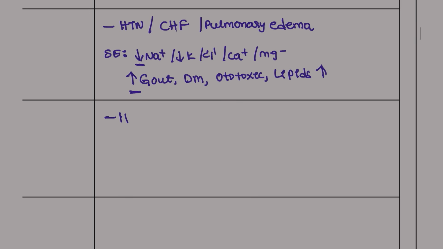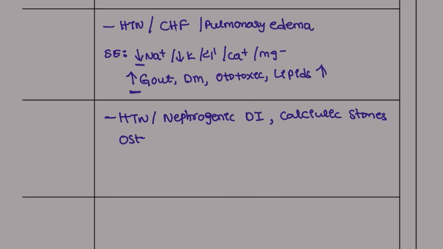This is again given for patients with hypertension, and also those who have nephrogenic DI. Remember, this is nephrogenic type diabetes insipidus, not diabetes mellitus. This is diabetes insipidus. And also for those suffering from calciuric stones. We can give it to these patients. Also those suffering from osteoporosis with hypertension we can give this drug. Those with CKD with normal calcium we can also give this drug.